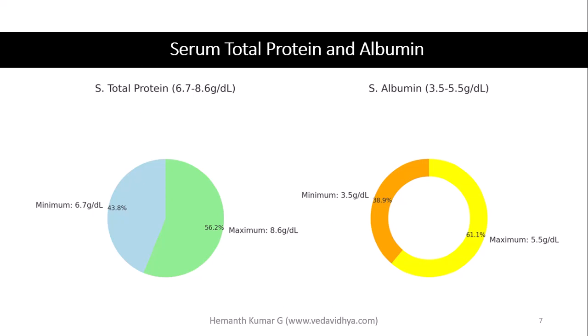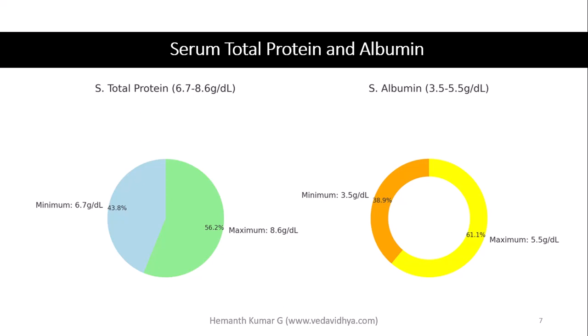Let's move to the albumin. It is the most abundant protein in the blood plasma, accounting for about 60% of the total protein, produced exclusively by the liver. Albumin helps maintain blood volume and pressure by drawing water into the bloodstream.